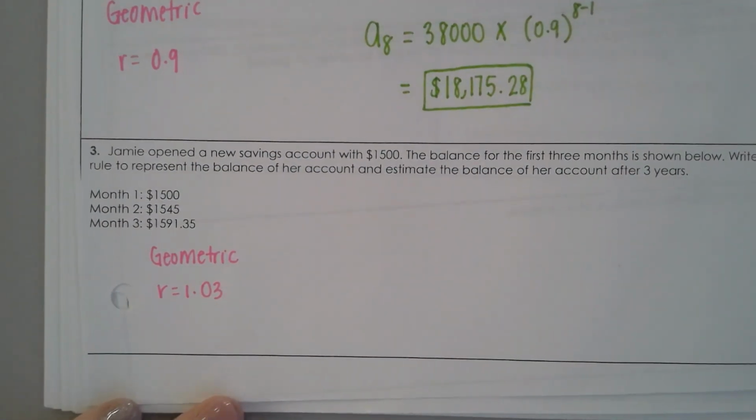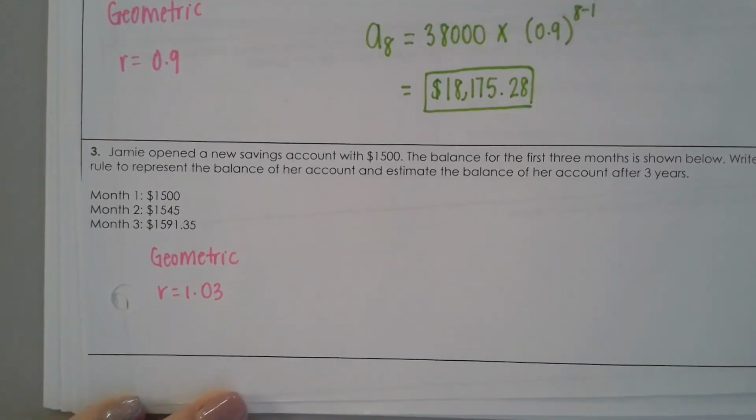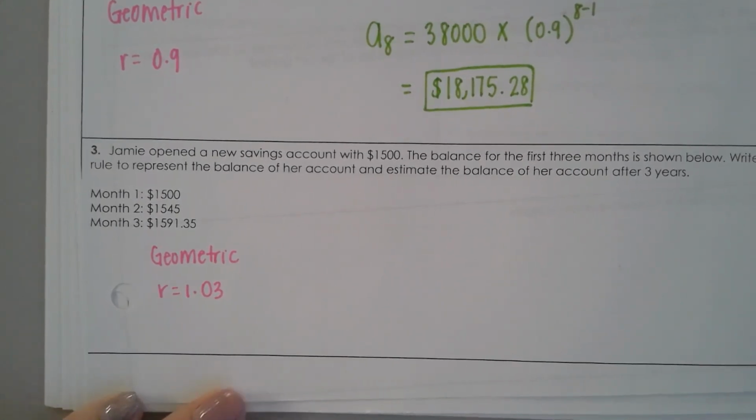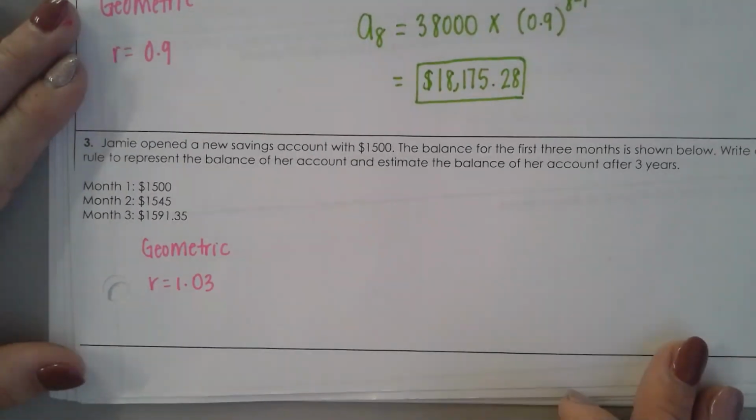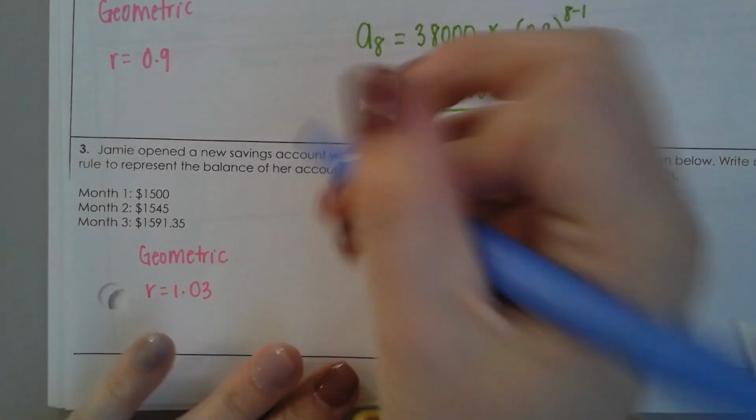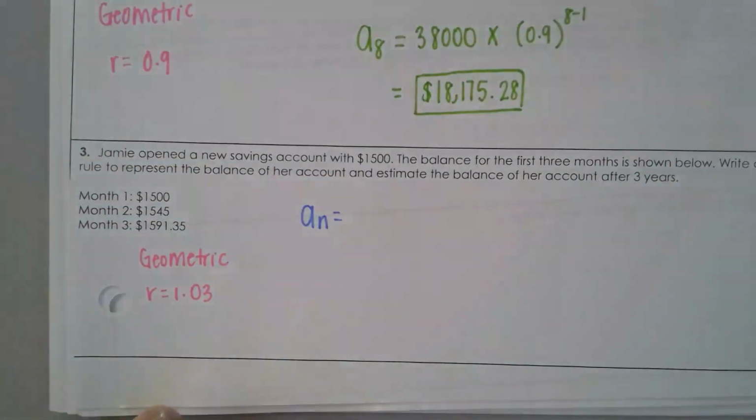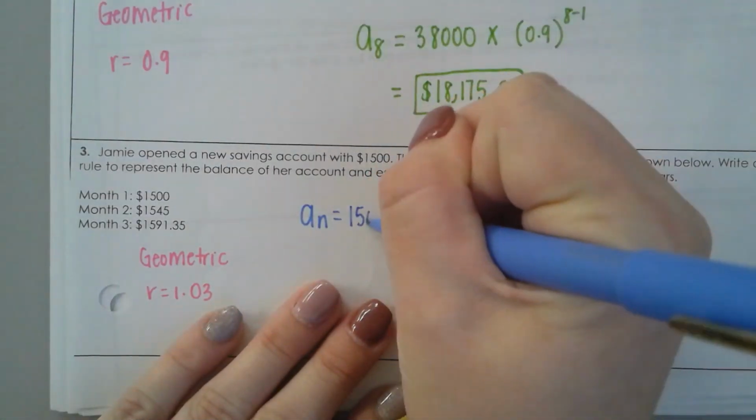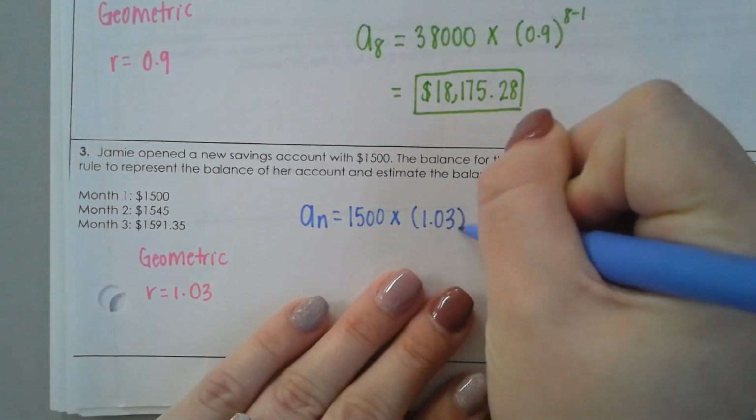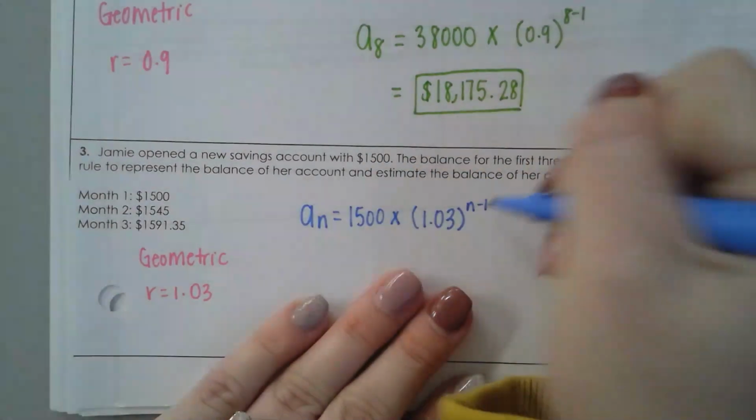Don't think that if you open a savings account, that's going to be your interest rate. It might be a 0.03%, which would be like 1.0003. So this is not a realistic question. The rule, so just the an basic formula, it's going to be A1 times my r of 1.03 to the n minus 1 power.